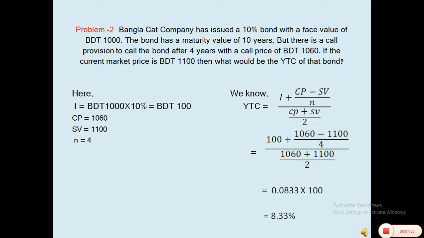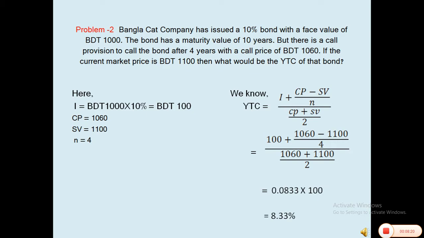Here I equals face value of bond 1000 into coupon interest rate 10%, equal BDT 100. CP, call price of bond, 1060. SB, sales value of the bond, 1100. The bond has 10 years maturity period, but you will remember we always apply the call period of the bond. So maturity period of bond N equals 4 years.